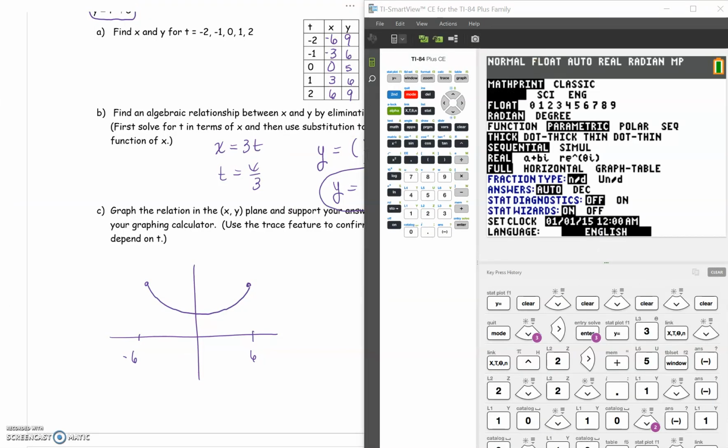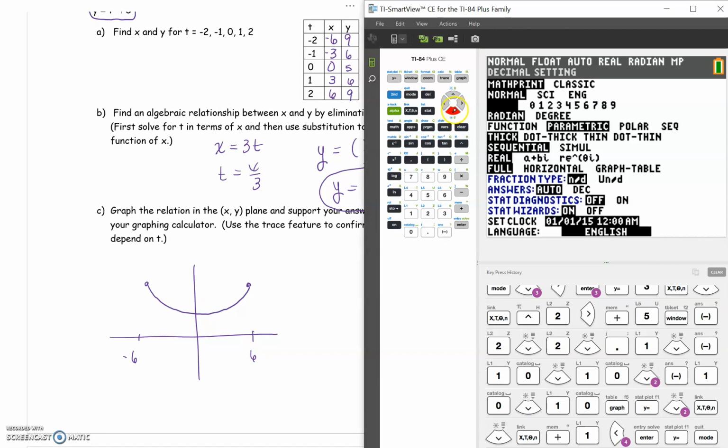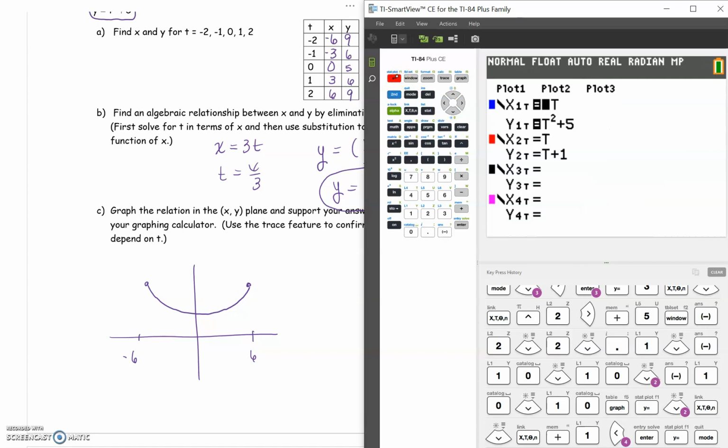Go ahead and choose mode. When you go to the mode, notice that you can cursor down to parametric and you want to highlight parametric. So we're not graphing functions right now. We are in parametric mode. So go ahead and highlight this. Now when you go to y equals, notice it looks very different. So I went ahead and typed in 3t and t squared plus 5.